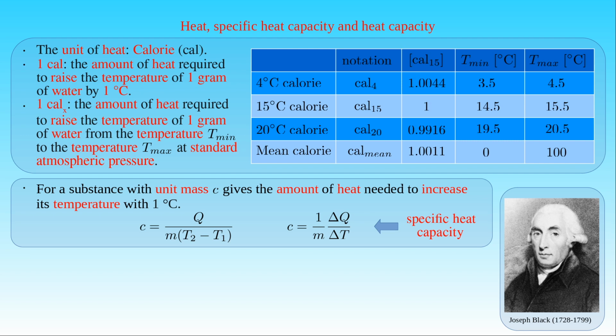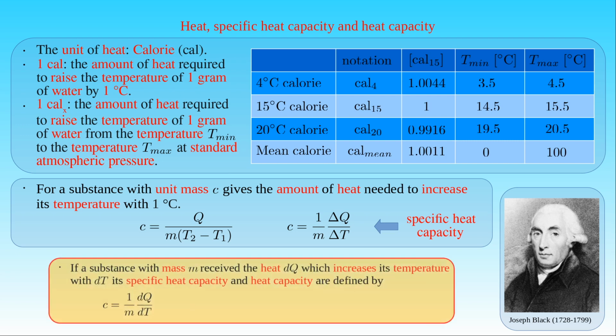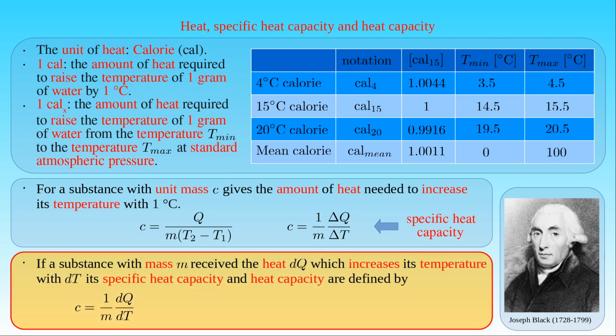For a body with unit mass, specific heat capacity, or simply specific heat, gives the amount of heat needed to increase the temperature of the body by 1 degree Celsius. Generally, if a body with mass m receives the infinitesimal amount dq of heat and increases its temperature by the amount dT, then its specific heat C is 1 over m times the ratio of dq to dT. Therefore, we can interpret the definition of specific heat of a substance with mass m as 1 over m times the derivative of the heat Q absorbed or released by the substance with respect to its temperature T.